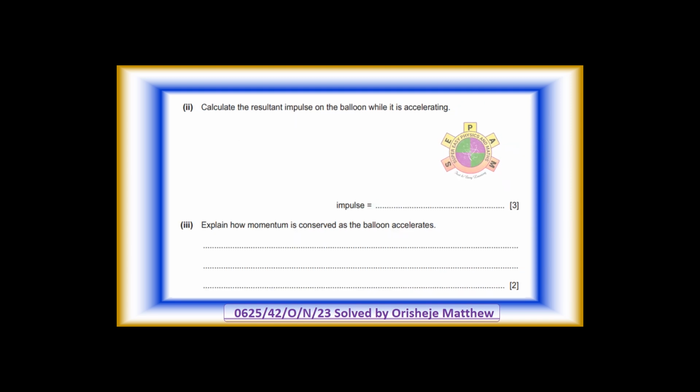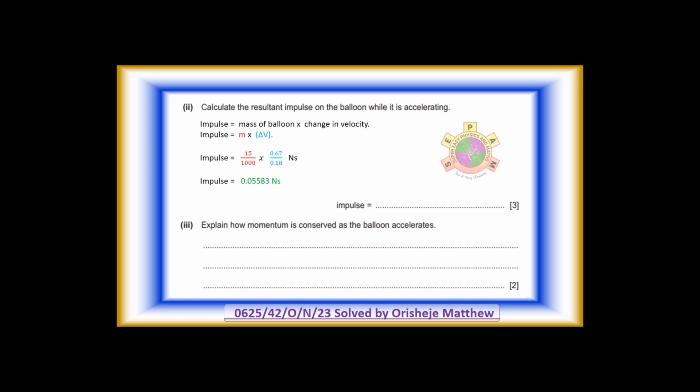2. Calculate the resultant impulse on the balloon while it is accelerating. Impulse is equal to mass of balloon multiply change in velocity. Impulse is 15 over 1000 kg multiply 0.67 divided by 0.18. Impulse is 0.0558 Newton-second.